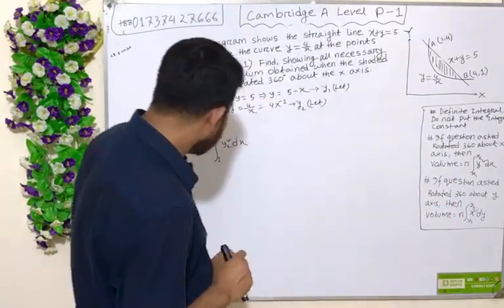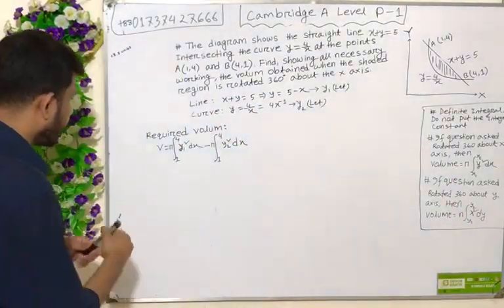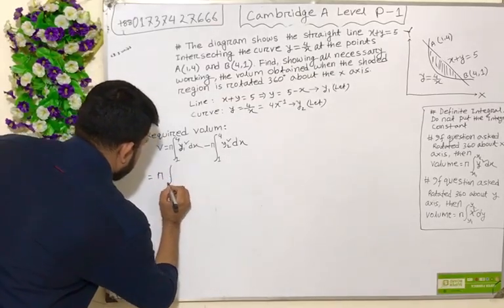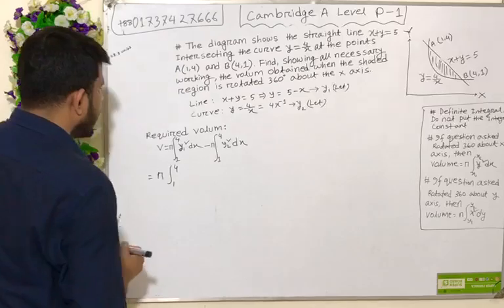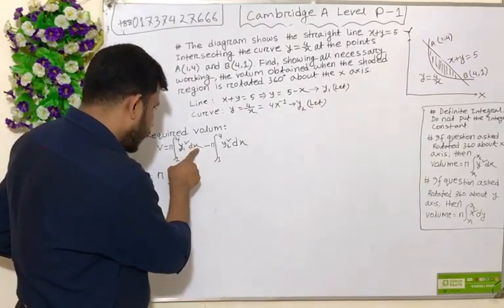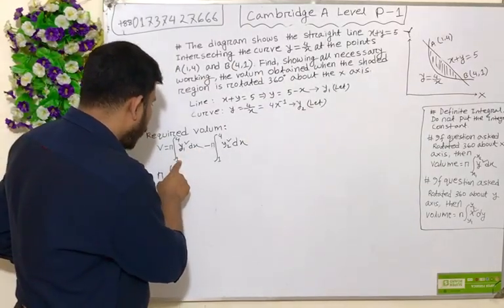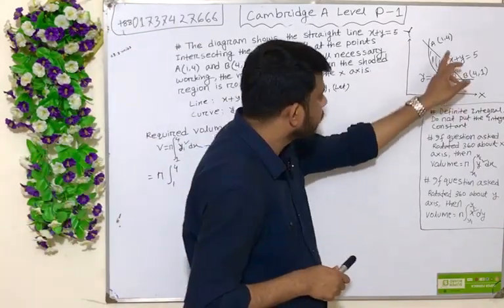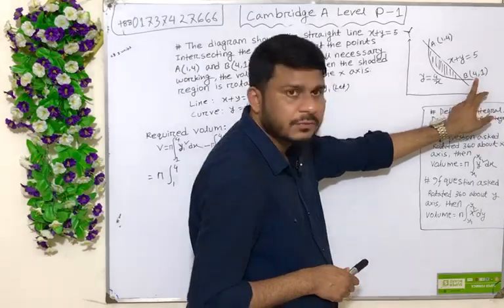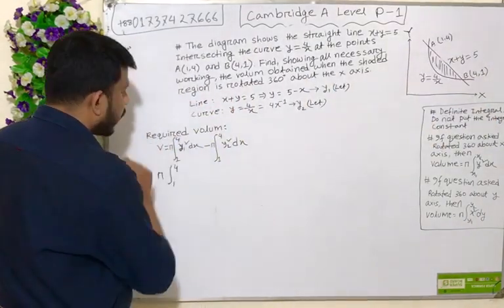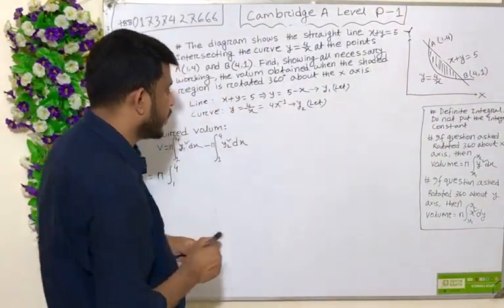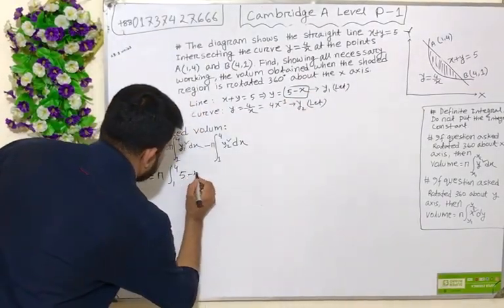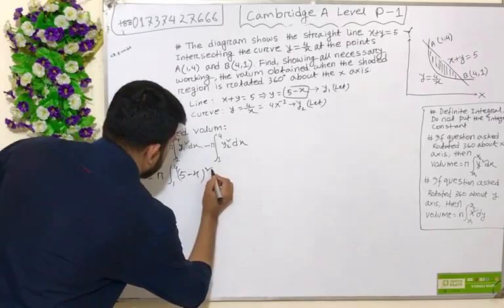Okay, so let's get started. So here, this is pi, just copy. And the limit is 1 to 4. Here, as you can see, this is x, so that is why we take the limit 1 to 4, because this is x and this is also x, x1 and x2. So x1 is 1 and x2 is 4. The y1 value is 5 minus x, so we can write here (5 minus x) power 2 dx, just copy.